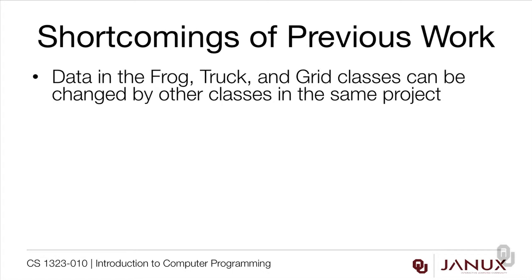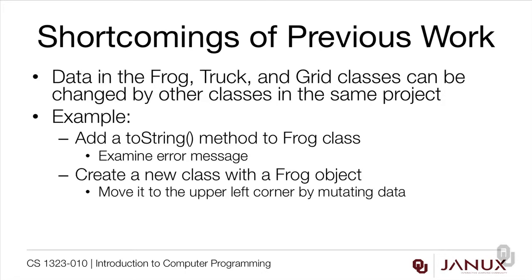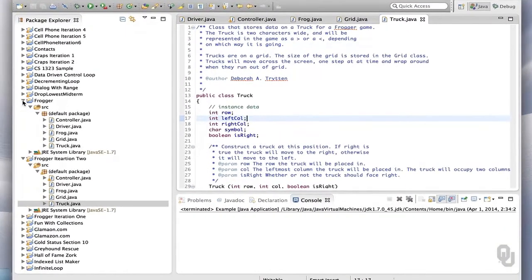Now, our previous work has some very serious shortcomings. The data in the frog, truck, and grid classes can be changed by other classes in the same project. For example, let's go and add a toString method to the frog class. We're going to have a little problem with that we'll talk about when we get there, and create a new class with a frog object, and then move the frog to the upper left corner by mutating the data. So I've created a new project with our Frogger class in it.